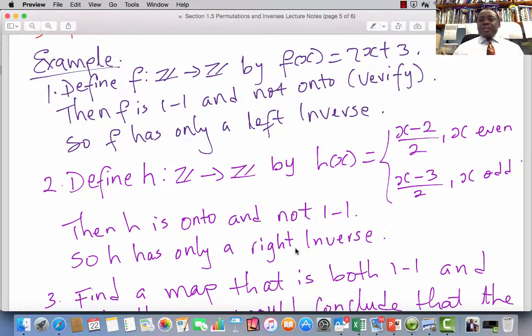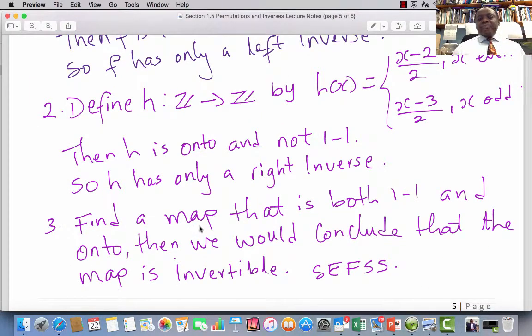So in what scenarios can we find a function that is both a left inverse and a right inverse so we can call it the inverse? Question. Find a map f that is both 1 to 1 and onto, and f is a mapping from A to A. Then we can conclude that a left inverse exists and a right inverse exists and would both be equal, implying that f is actually invertible. Think about these things as a serious student.